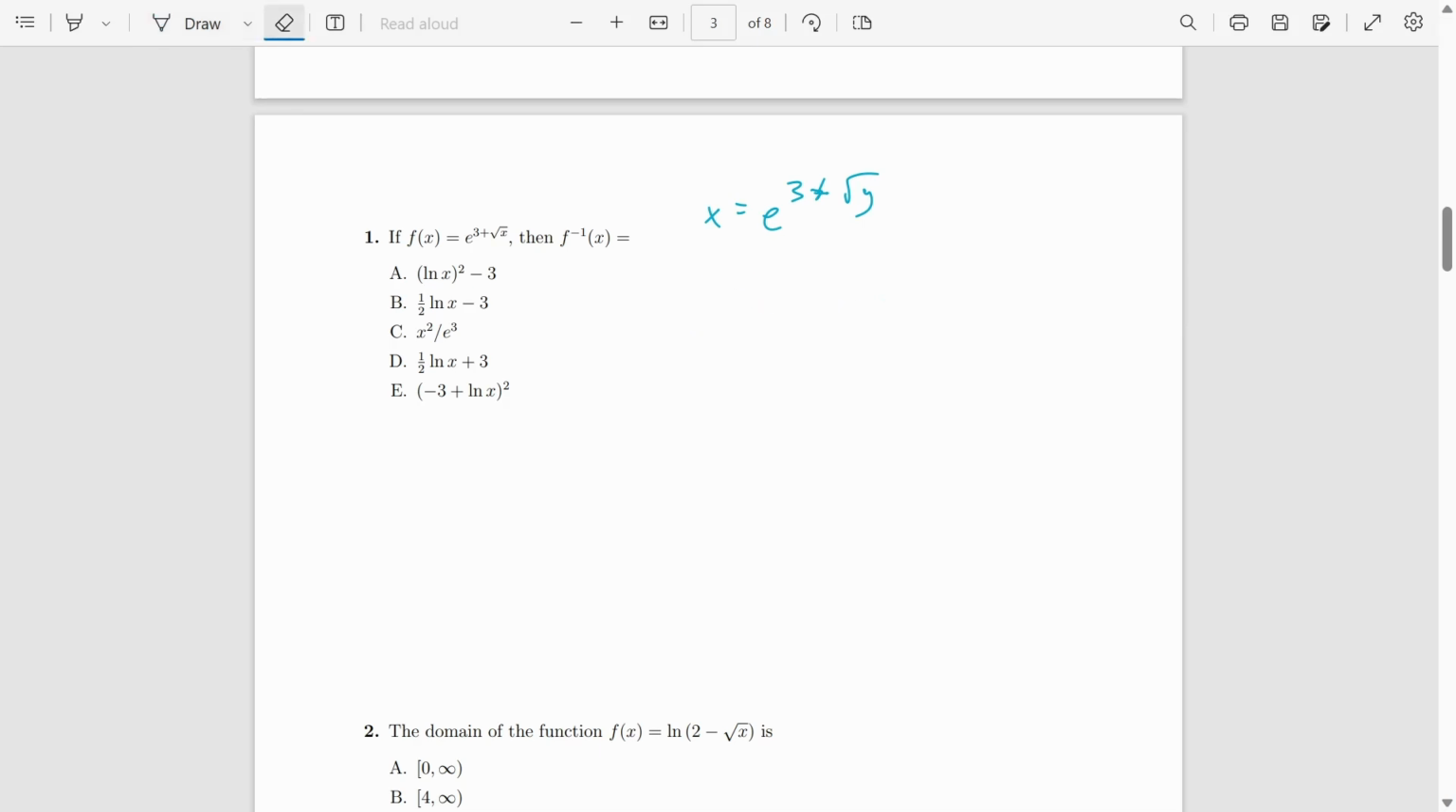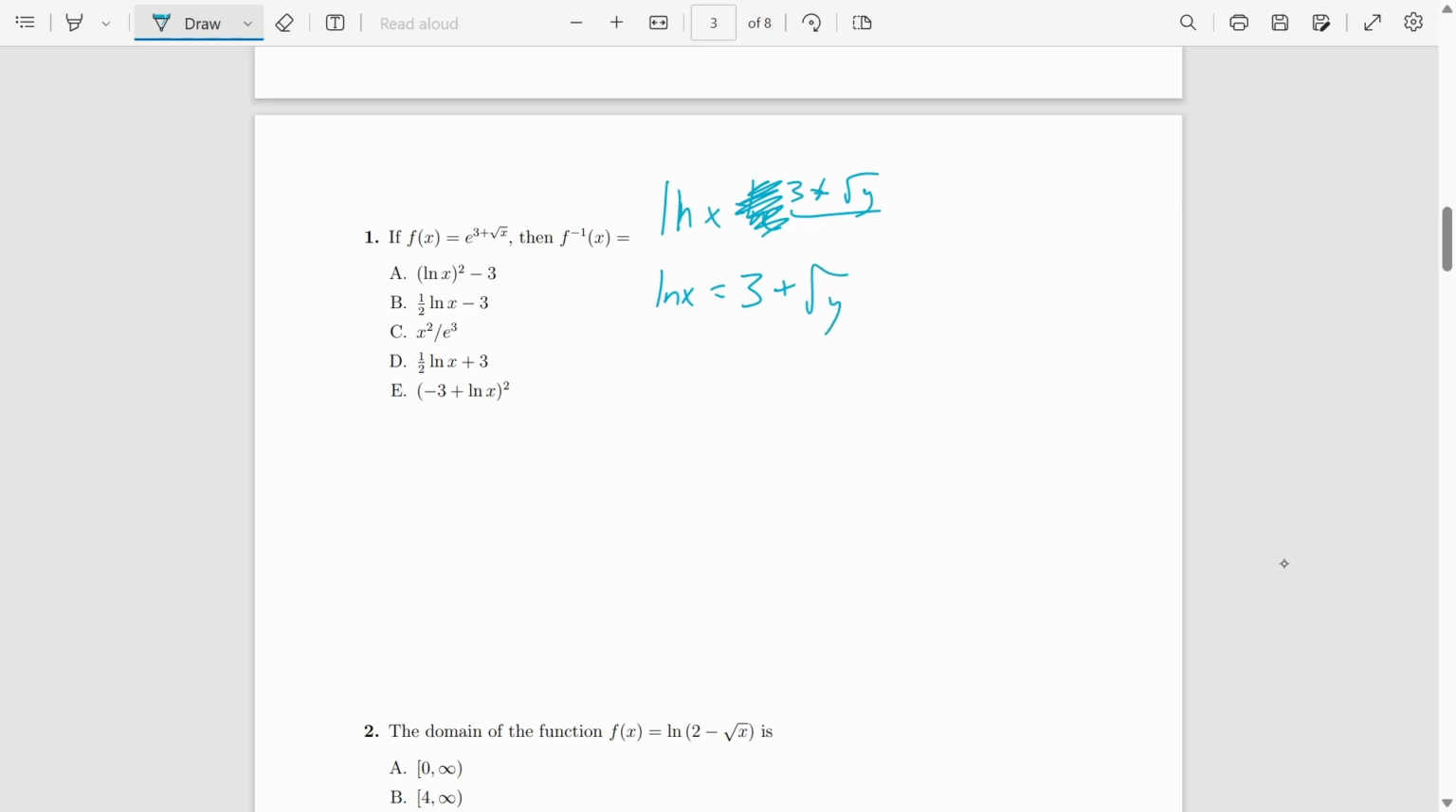So let's go ahead and do that. I think to start we do an ln of both sides. Oh, that's a crappy n, looks like an h. Do the ln of both sides, that would end up getting rid of this ln e, and you're just left with this top part. So ln x equals 3 plus square root y.